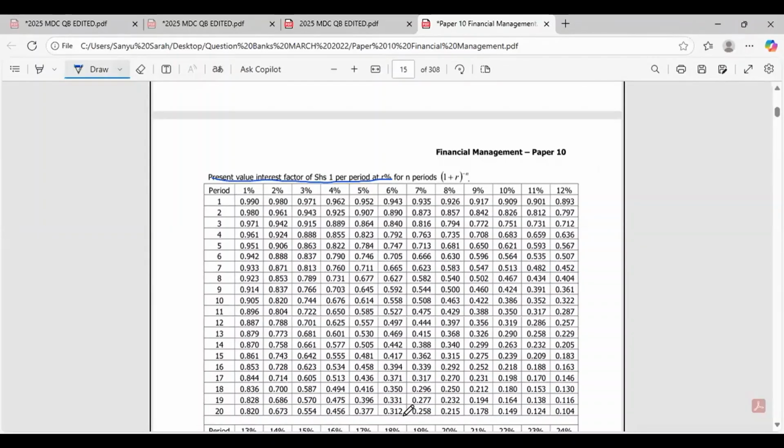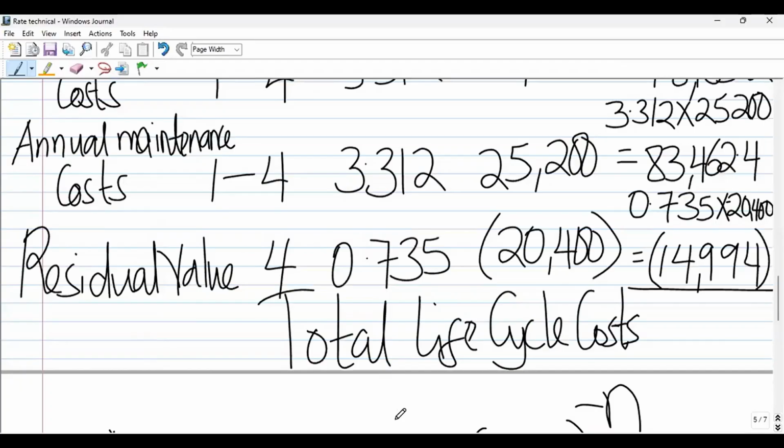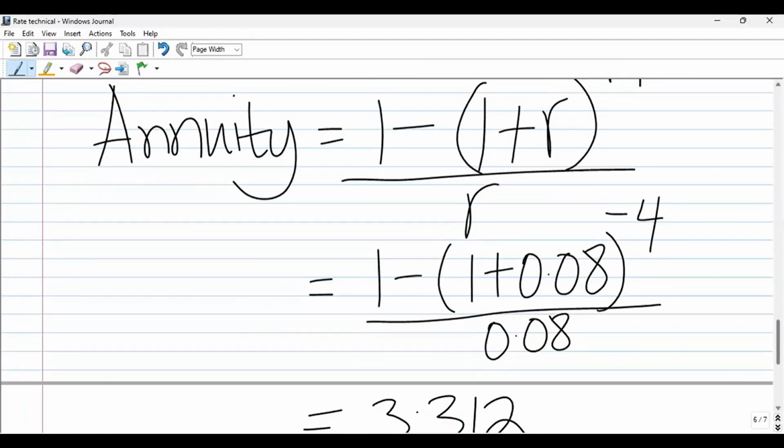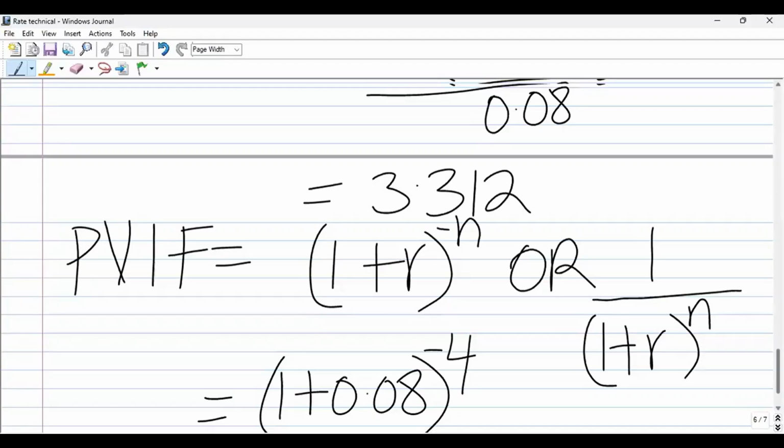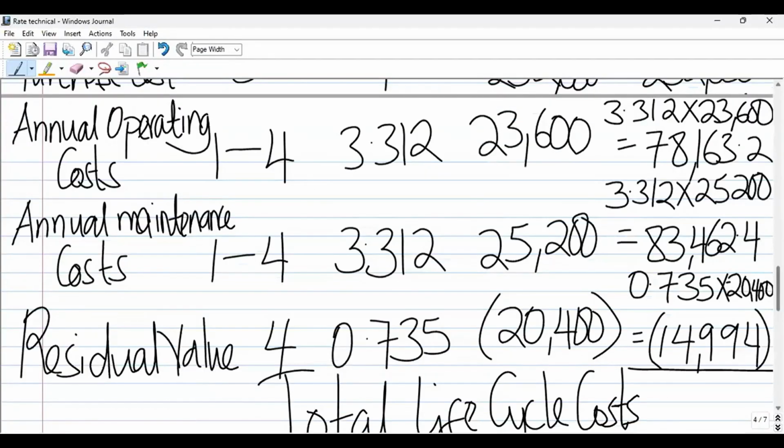So our period is year 4. So you come to year 4. Our R is 8%. 8% is here. So they are meeting at 0.735, which we've taken even here. So if it's a single year, present value interest factor. If there are many years combined with the same cash flow, then you use annuity factor. When do we add up the years to get one discounting factor?